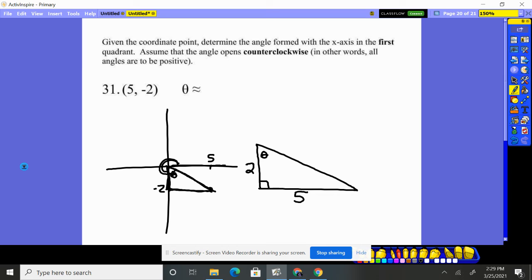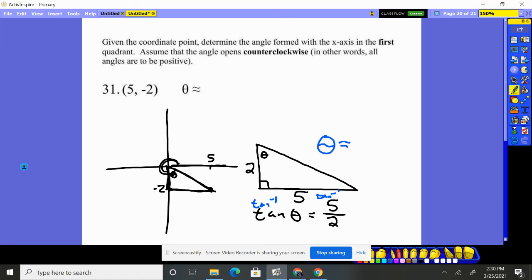So that's a right triangle, SOHCAHTOA. The tangent of theta is opposite 5 over adjacent 2. And so now to find theta, the angle, to ever find an angle, you're always going to have to use an arctan, arcsine, or arccosine. So we're going to do the arctan of both sides.